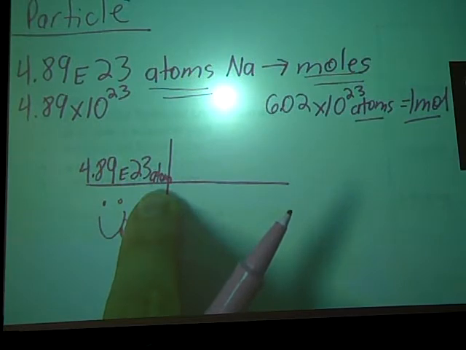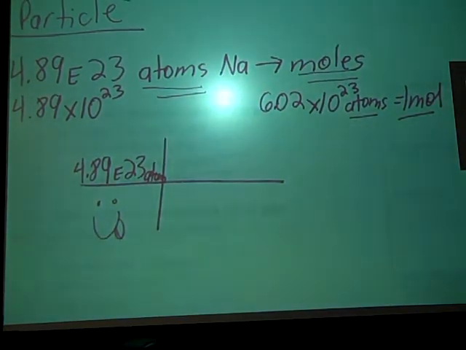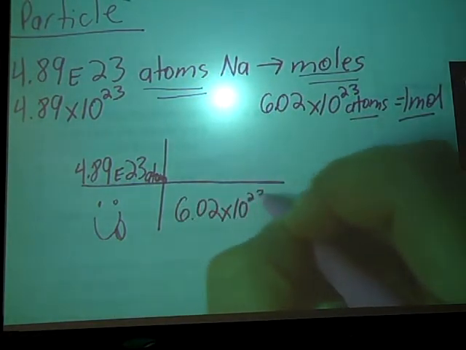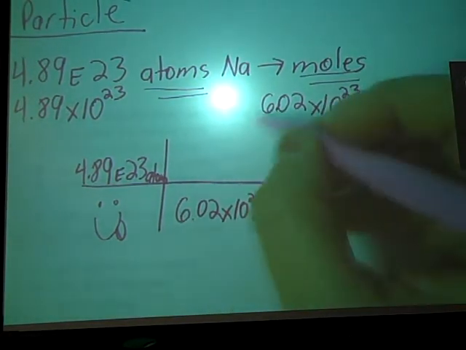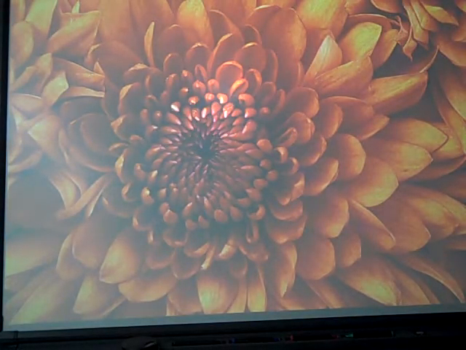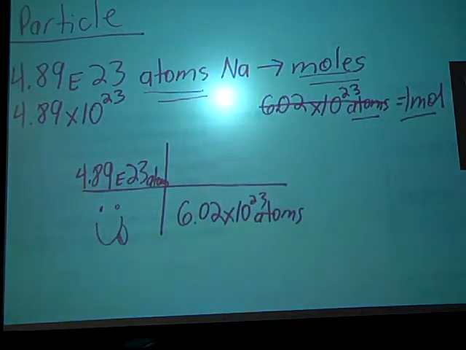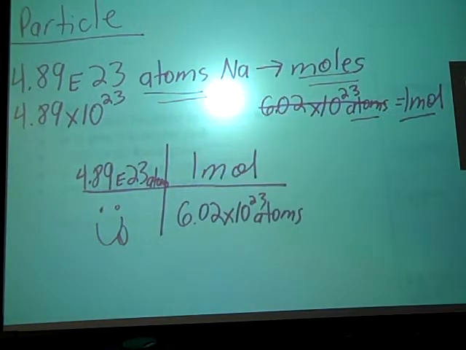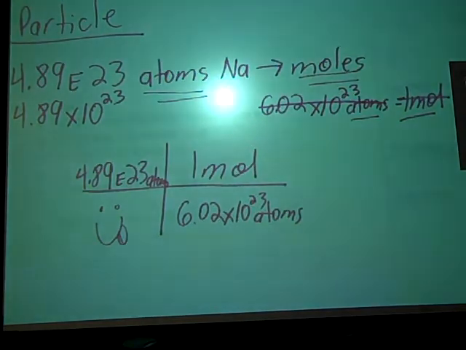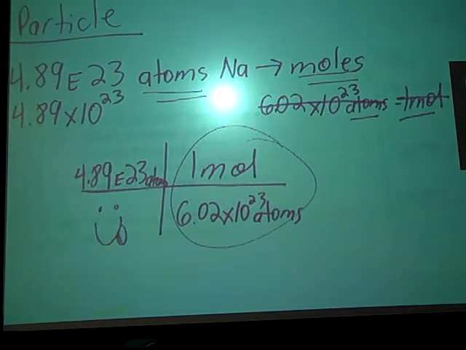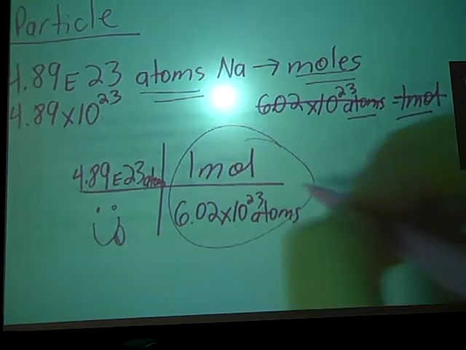I have atoms on the top. I want them to cancel. I don't want them anymore. Here are atoms next. 6.02 times 10 to the 23rd atoms. I use the first part of my conversion factor. I cannot move forward until I use my entire conversion factor. So on top of 6.02 times 10 to the 23rd atoms goes 1 mole, the other half of my conversion factor. Remember that the top and bottom must be true. They must be equivalent, equal to one another.